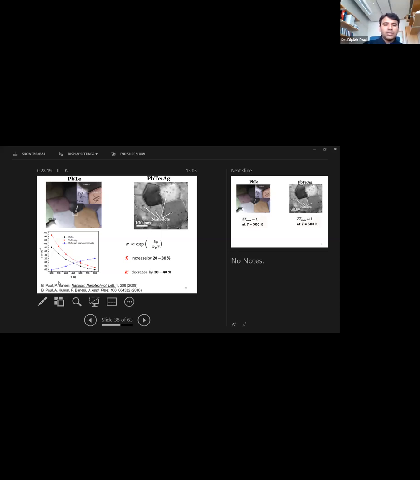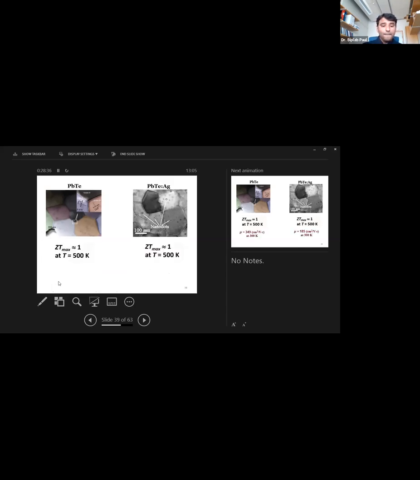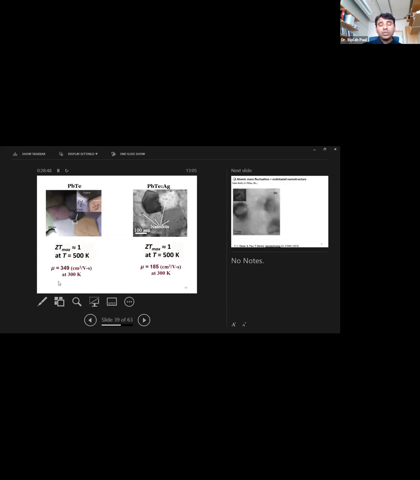And what happens with the Seebeck coefficient and thermal conductivity? The Seebeck coefficient increases by 20 to 30%. On the other hand, thermal conductivity decreases by 30 to 40%. Now we will see if the ZT value is enhanced. Unfortunately, no. Why? The ZT value still remains near 1 because scattering of charge carriers reduces the mobility of both samples. In undoped bulk nanostructured lead telluride, mobility is around 349 centimeter square per volt second. And in the case of silver doped lead telluride, because of additional scattering from nanodots, mobility is reduced to half. So that's why electrical conductivity is drastically deteriorated, and the ZT value is not increased.